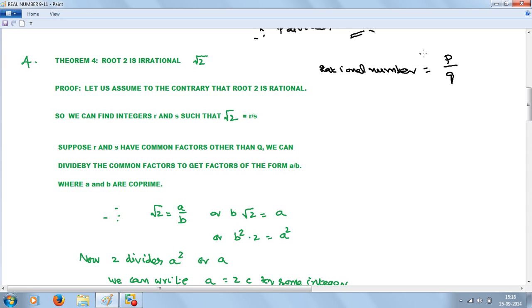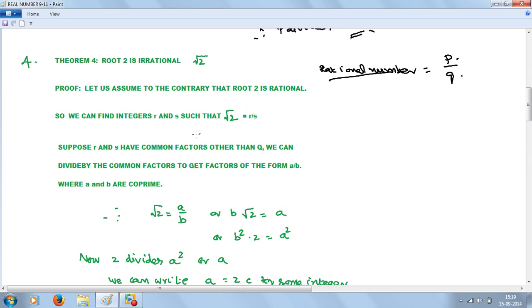A rational number can be expressed in terms of two integers, p by q, of the form. So now we will start the proof. Let us assume to the contrary and prove that the contrary is wrong. Let us assume that root 2 is rational.